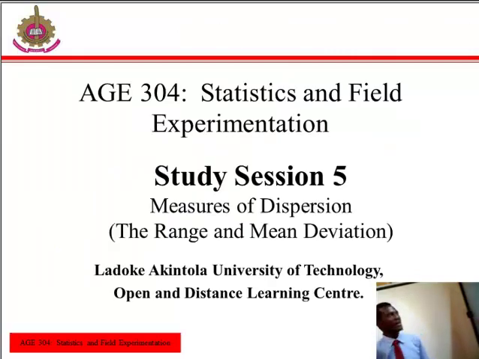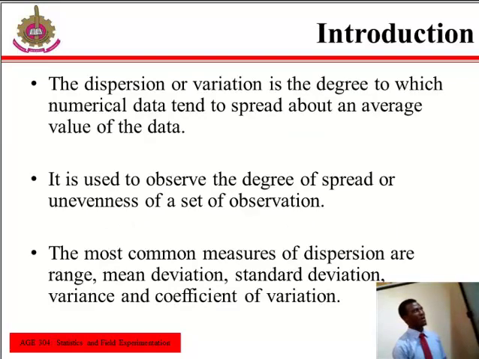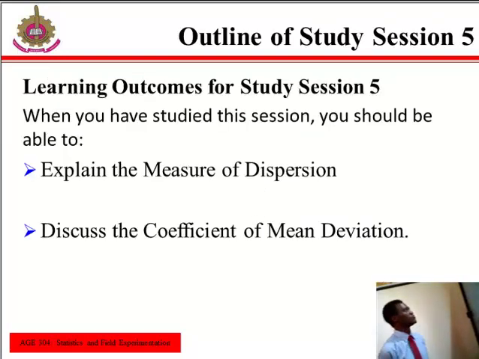With this, we have come to the end of study section 5, that is the measure of dispersion, specifically the range and the mean deviation. By now, I want to believe that you should be able to explain the measure of dispersion, and also discuss the coefficient of mean deviation. You are advised to go through this video clip once again to have a better understanding of all that has been explained in it. Thanks for listening.